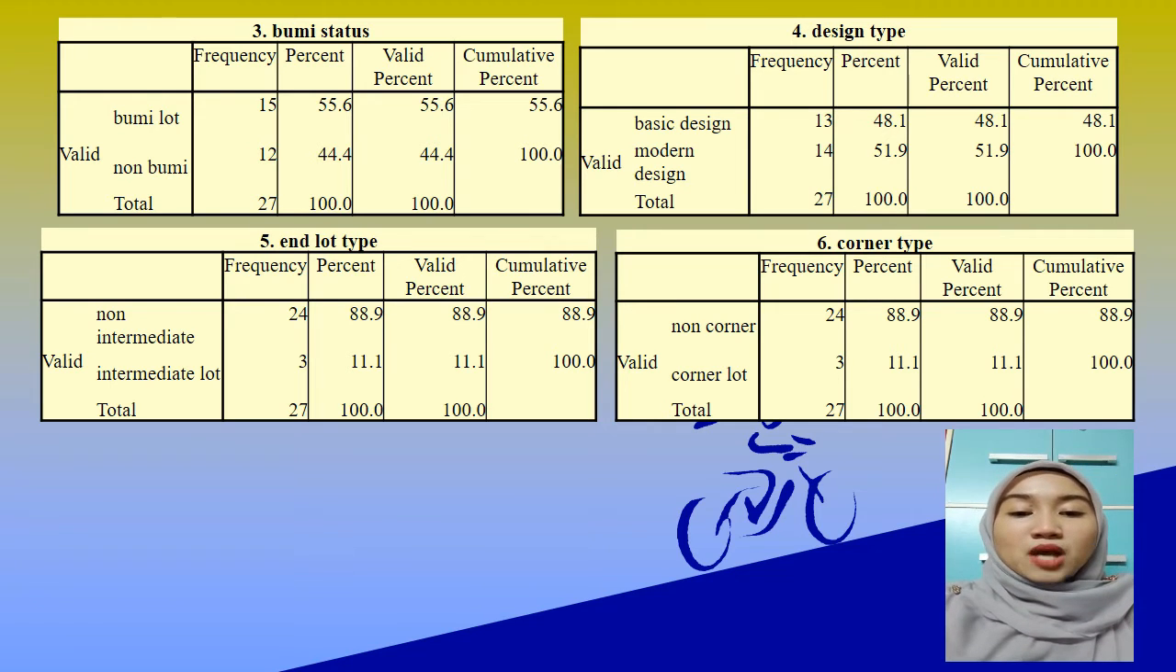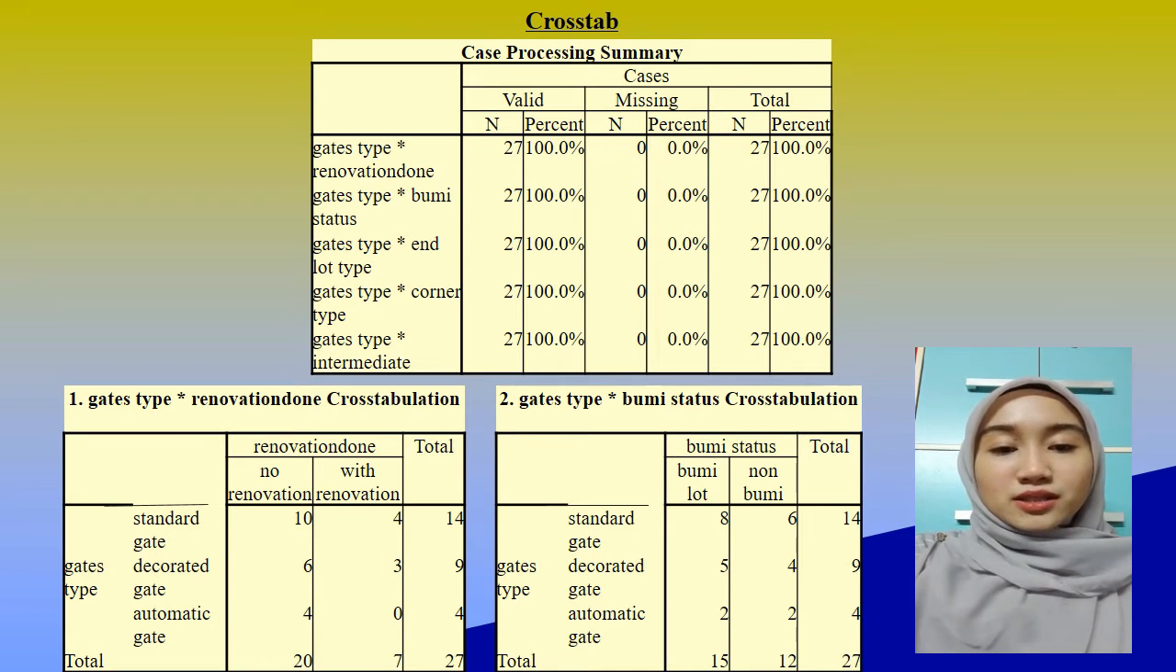Besides, based on the last table of the frequency, it shows the two types of corner type. The types of corner are non-corner and corner lot. The non-corner shows 24 as frequency with 88.9% valid percent and cumulative percent. In the table above, the corner lot states 3 as the frequency with 11.1% valid percent. For the corner lot, it records 100% cumulative, and we can conclude that non-corner lot has the higher frequency for the corner type. Next, we go to the cross tab.